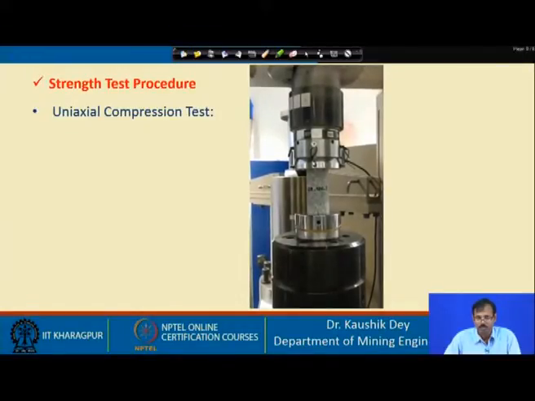Nowadays servo control apparatus are also available to fix the strain rates onto the sample.